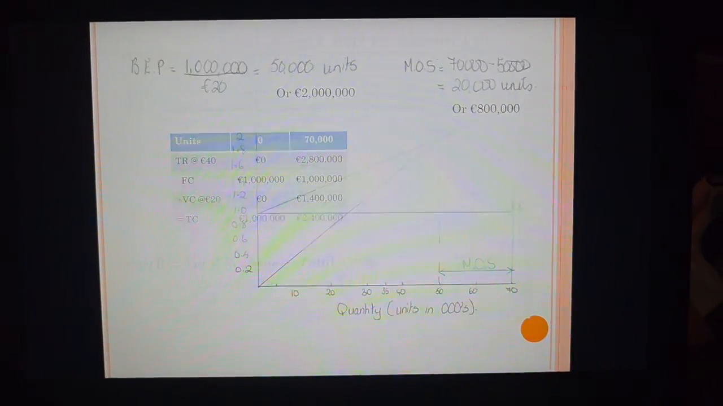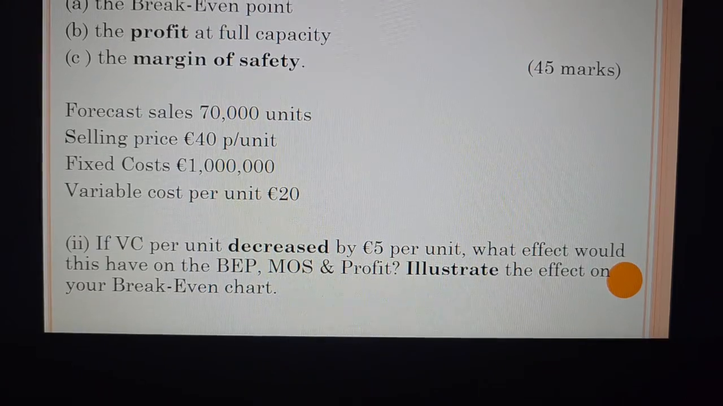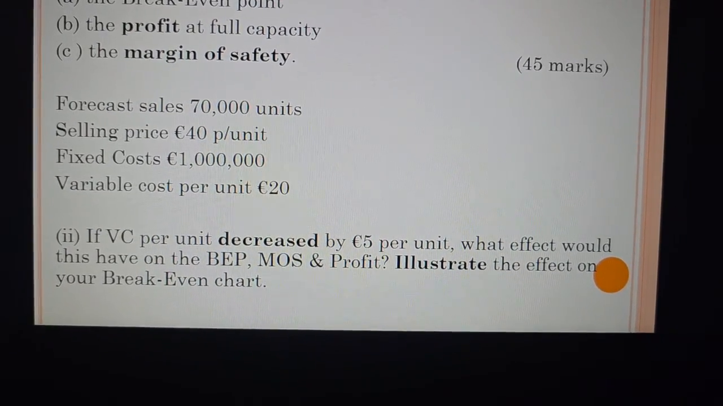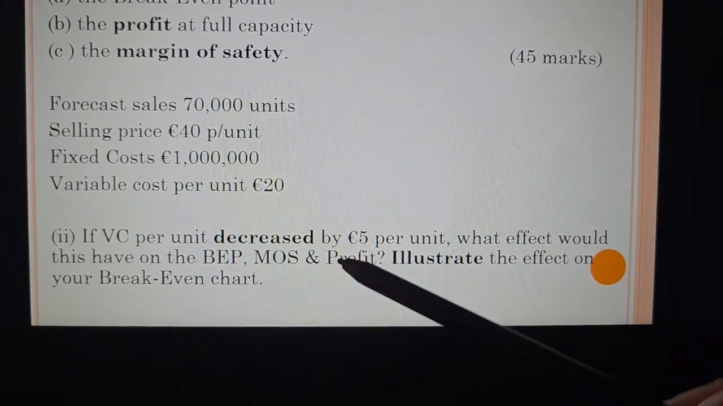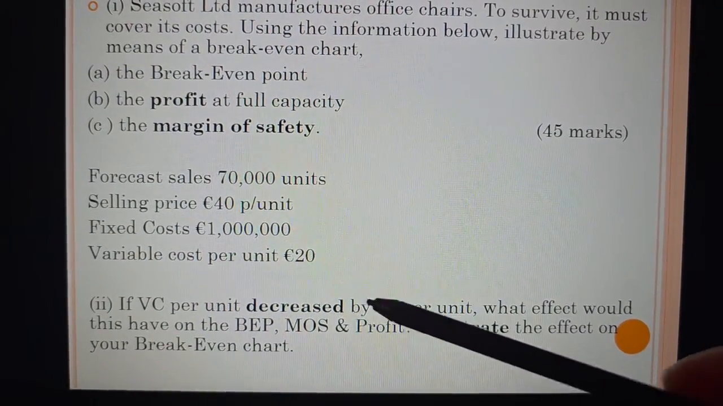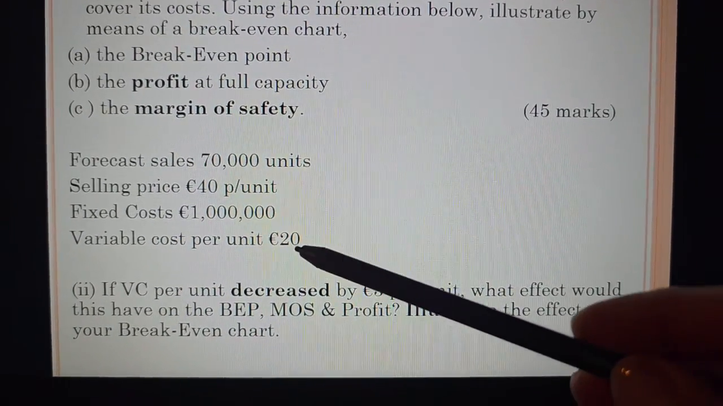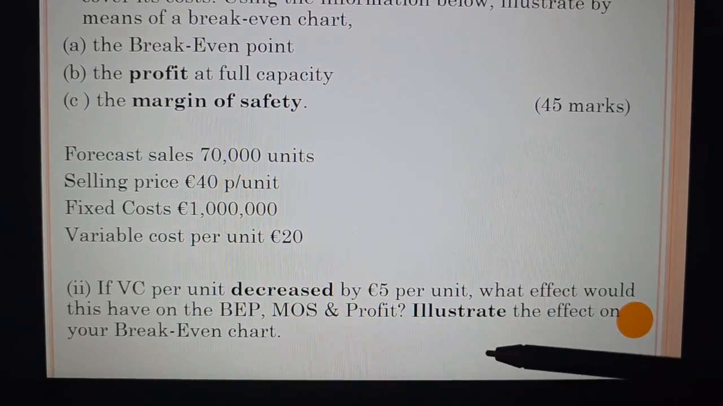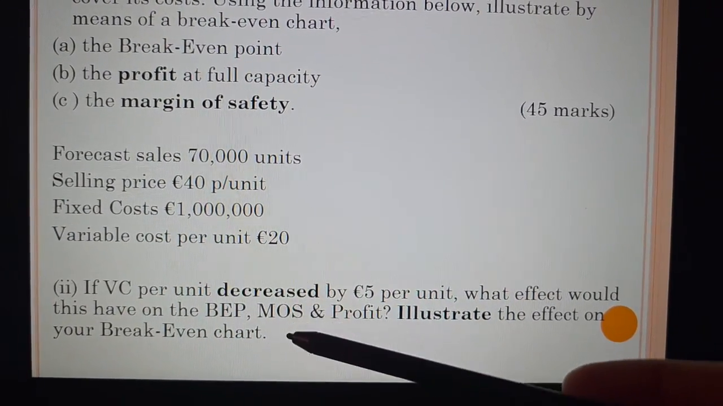Okay, I'll go back then to part B. It says if variable cost per unit decreased by €5. It didn't say it decreased to €5, it decreased by. So what was it originally? It was €20 a unit. Well, if it's now being decreased by €5, that means the new variable cost per unit is €15. What effect would this have on a new break-even point, margin of safety, and profit?